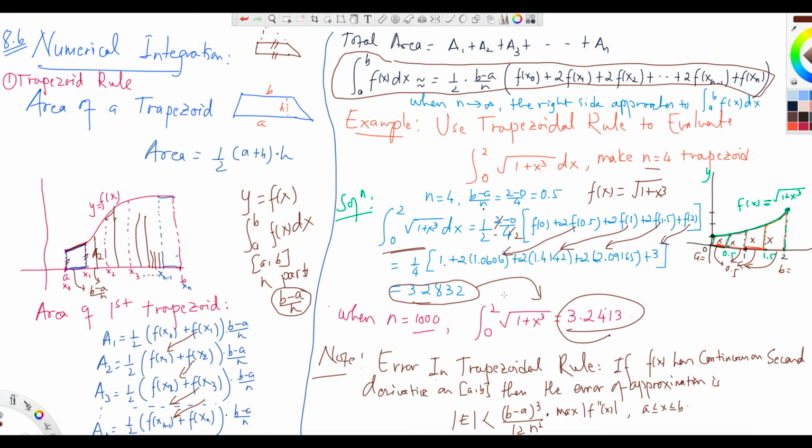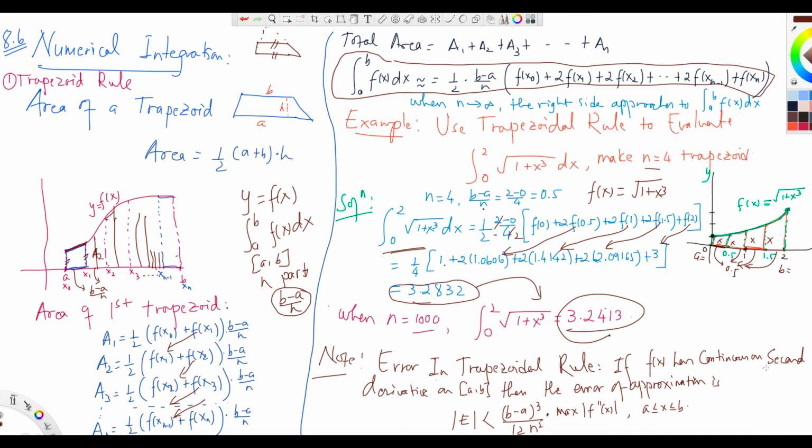So with a low number of trapezoids, you will get a little off from the exact values. There is a formula to limit the error. That is the error, right? The difference between the approximated value and the exact value is the error. To limit the error, we need to have more and more trapezoids, more and more sub intervals. So that's the note: error in the trapezoid rule.